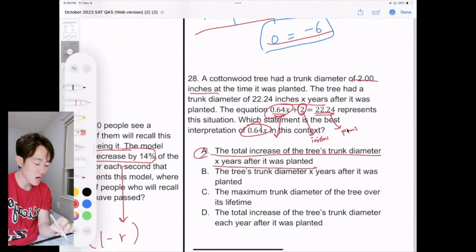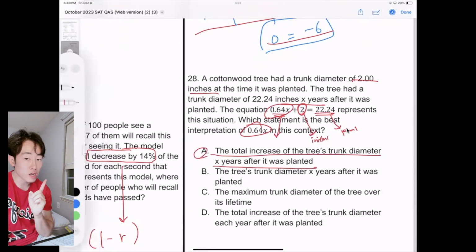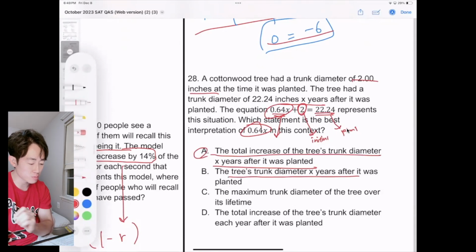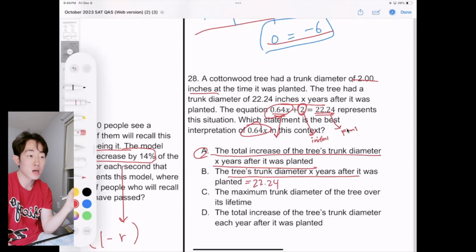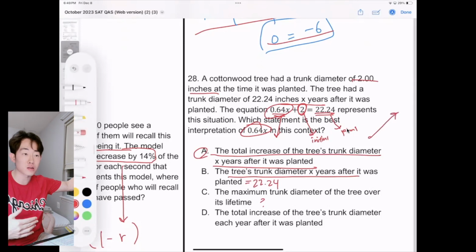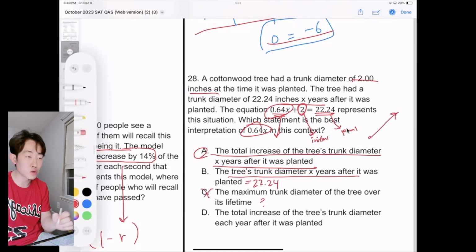That's what this represents. If I go through all the other incorrect answer choices, the tree's trunk diameter X years after it was planted, that's the total, 22.24. The maximum tree trunk diameter of the tree over its lifetime. Huh? How do you know that? It's going to infinitely grow unless it gets cut, because it's a linear function with a positive slope, so it's going to go infinitely taller and taller every time. So there's no such thing as a maximum. It's not like quadratic or anything.